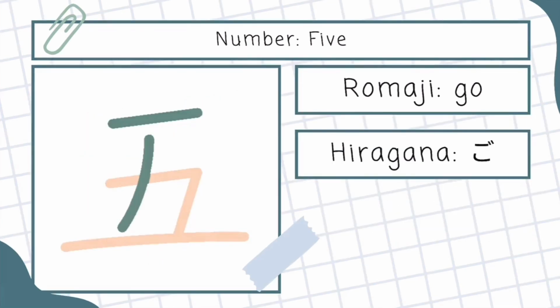Here is 5. It is said go. I think a lot of people think of this one as having a little 5 in it, so it's kind of shaped like the number 5, but then it has a few extra lines. Enjoy.